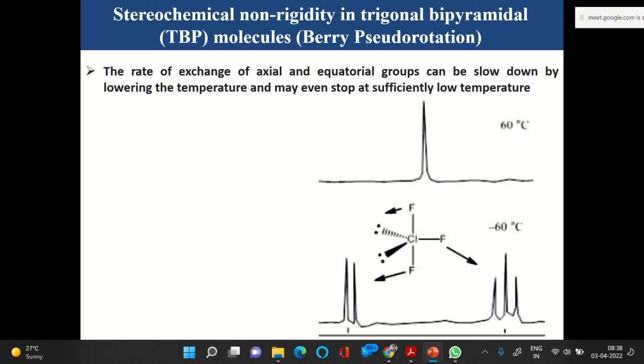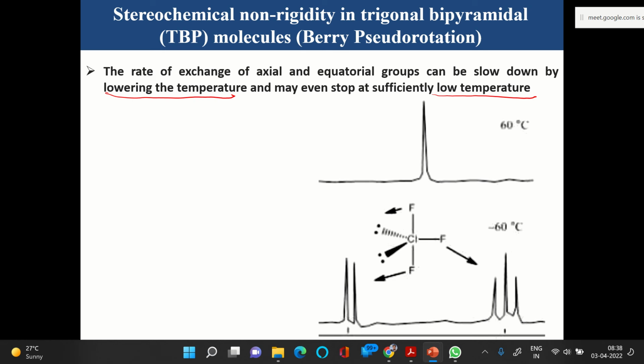So I told you that this rotation is happening very fast. That is the case normally at room temperature, where you won't be able to see anything different. But if you reduce the temperature, then the rotation will slow down, and at a certain very low temperature it is possible that the rotation will stop.